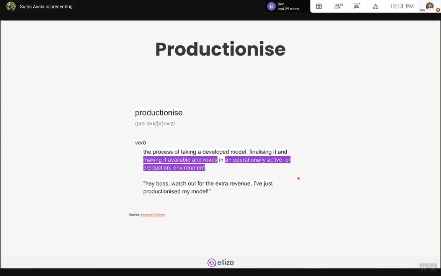How would you use this made-up word? You could go to your boss and say, "Hey, boss, watch out for the extra revenue. I've just productionized my model."